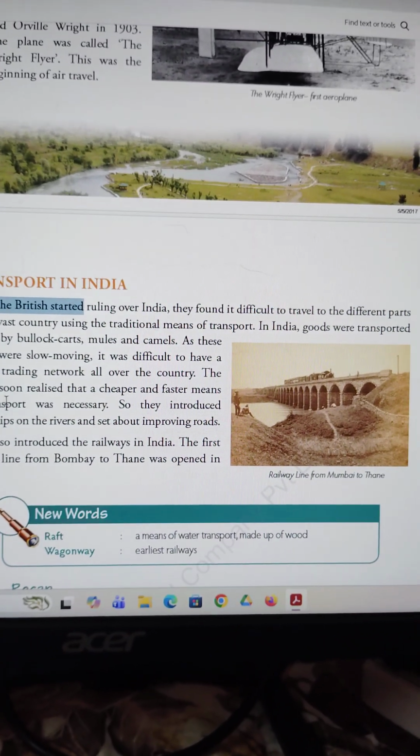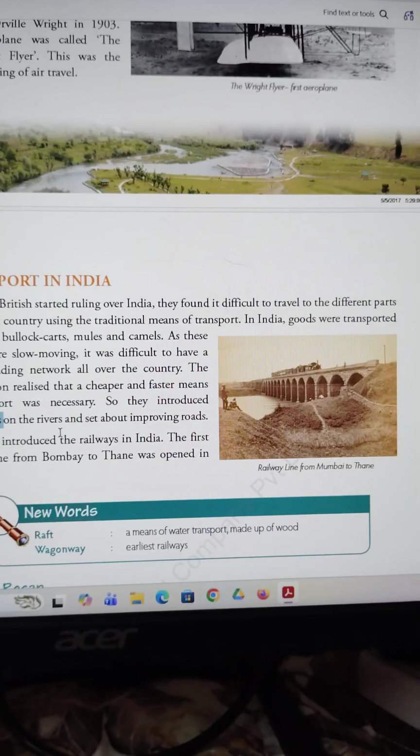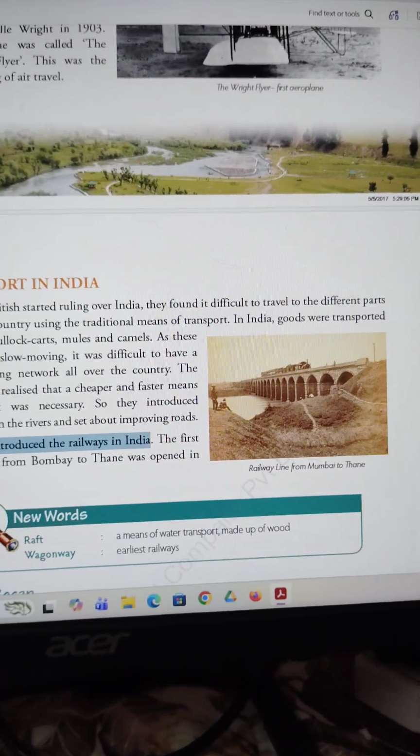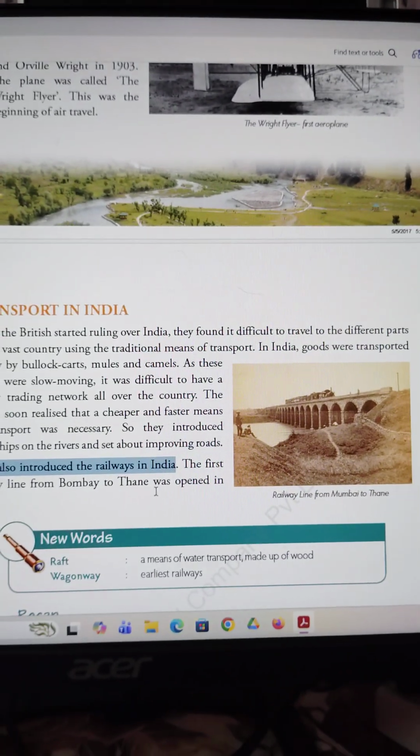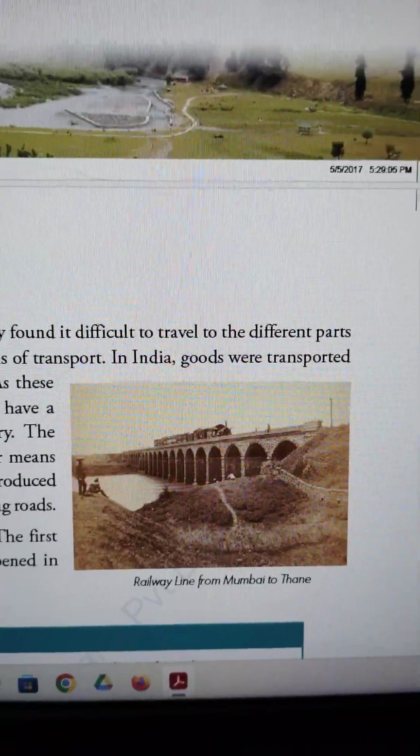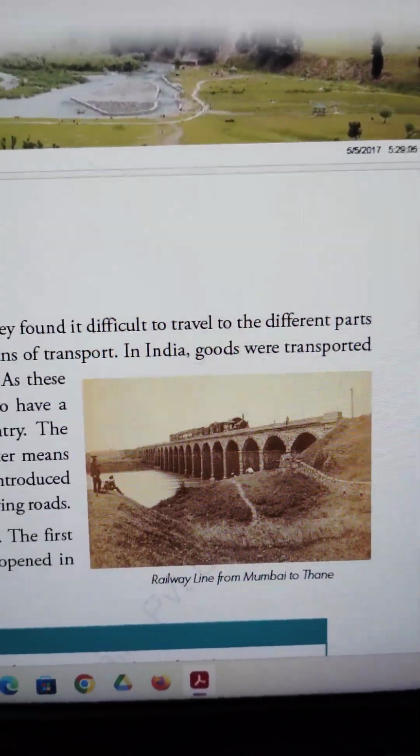The British soon realized that cheaper and faster means of transport were necessary, so they introduced steamships on the rivers and set up improved roads. They also introduced the railway in India. The first railway line, from Bombay to Thane, was opened in 1853. The Mumbai to Thane line was the very first railway transport in our India.